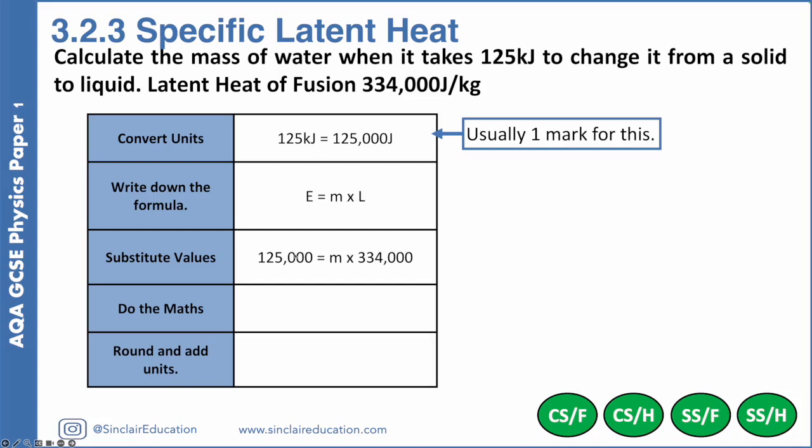Now we'll substitute, won't worry about rearranging just yet, and only at this point will we now rearrange to make m the subject of the equation. So it'll be that 125,000 divided by the 334,000, giving a mass of this. Again, if they haven't asked you to do any rounding, you could leave it exactly like that, or you could round to a sensible number of significant figures. I've taken 3 here because all the other values were given to 3 significant figures.